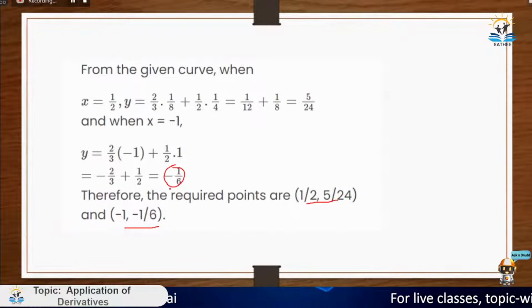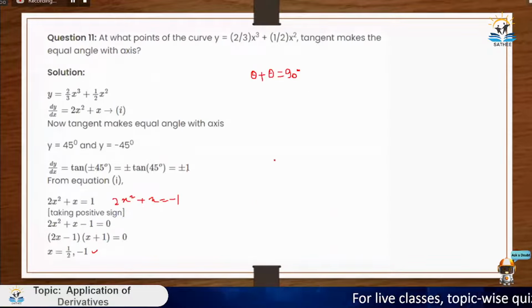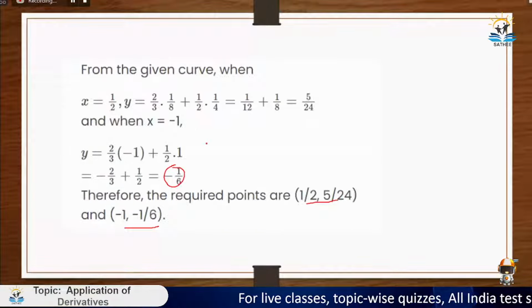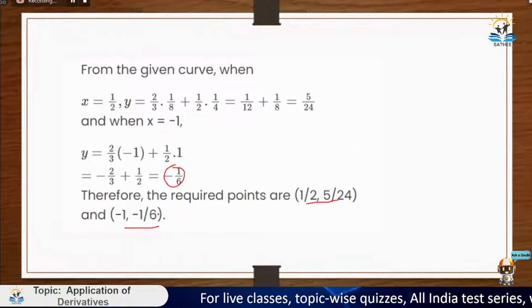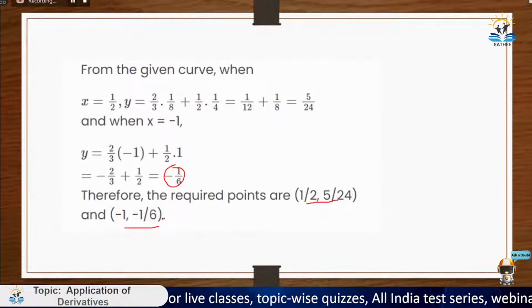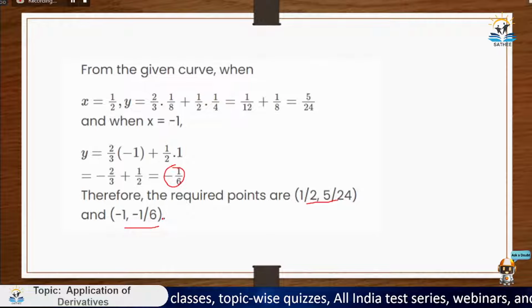I got two values of x, मतलब basically तो मेरे को दो values of x मिली, उसके लिए मैंने value of y calculate किया from putting it here. And from there I got my final answer as half comma 5 by 24 and minus 1 comma minus 1 by 6. ठीक है, आगे बढ़ते हैं.